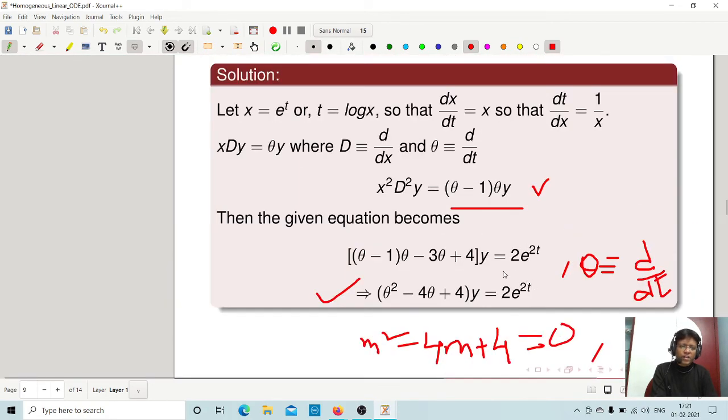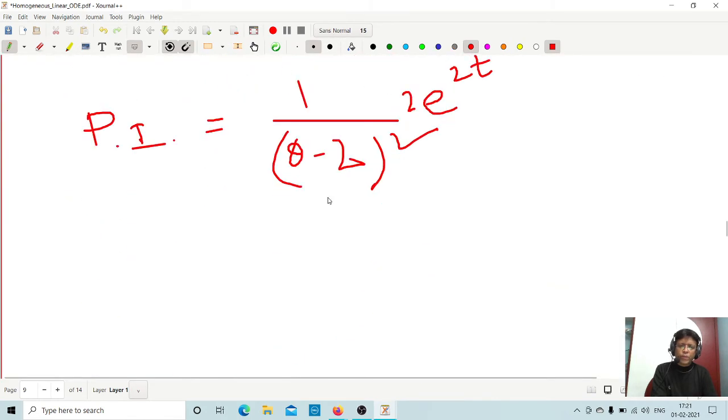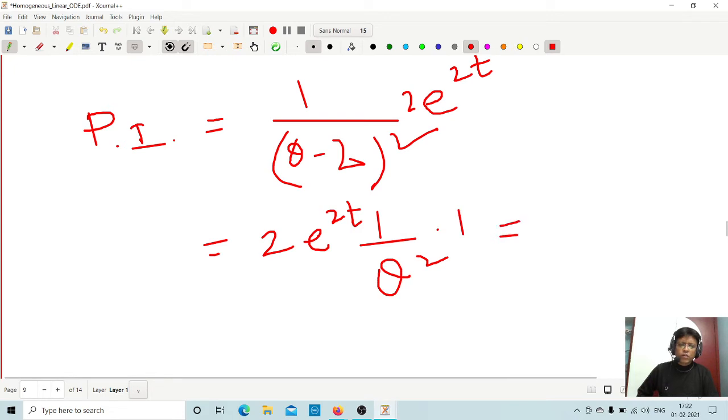You see, on the right hand side you have 2e^(2t). So this is your PI. So 2 and e^(2t), because if you substitute 2 replacing theta, it will vanish, so it will be undefined. So you have to replace theta by theta plus 2. So you have theta squared, 1. So twice you have to integrate 1, so that will be t squared by 2. So ultimately you have t squared e^(2t) as the PI.